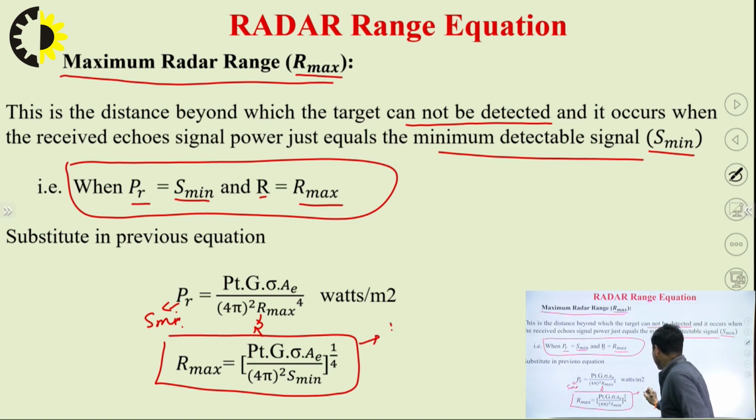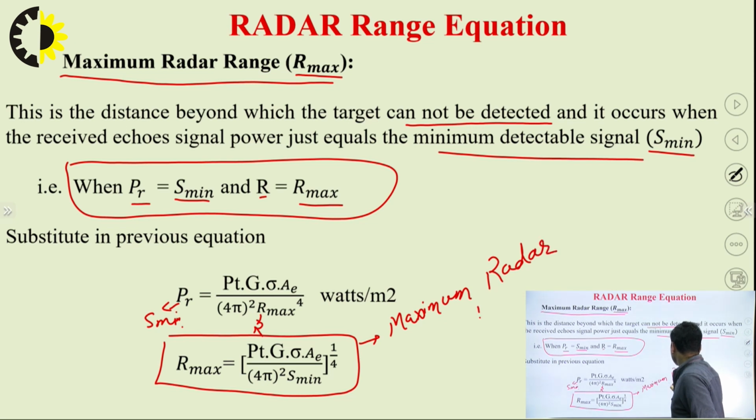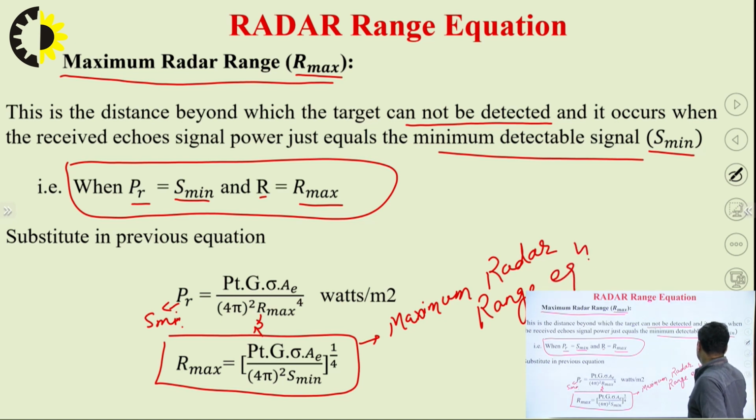So this is the maximum radar range equation. This equation gives the information regarding the maximum radar range. For the minimum power we are able to detect at the receiver station, the corresponding R is named the maximum radar range.